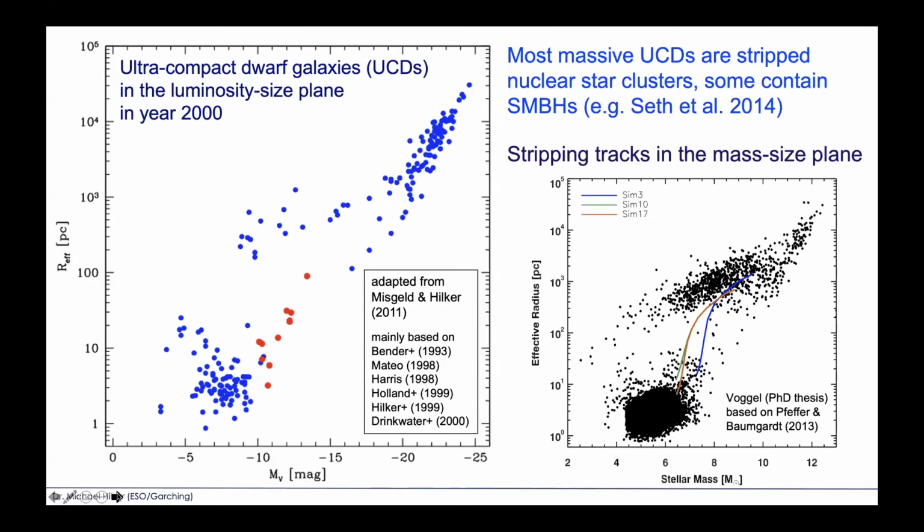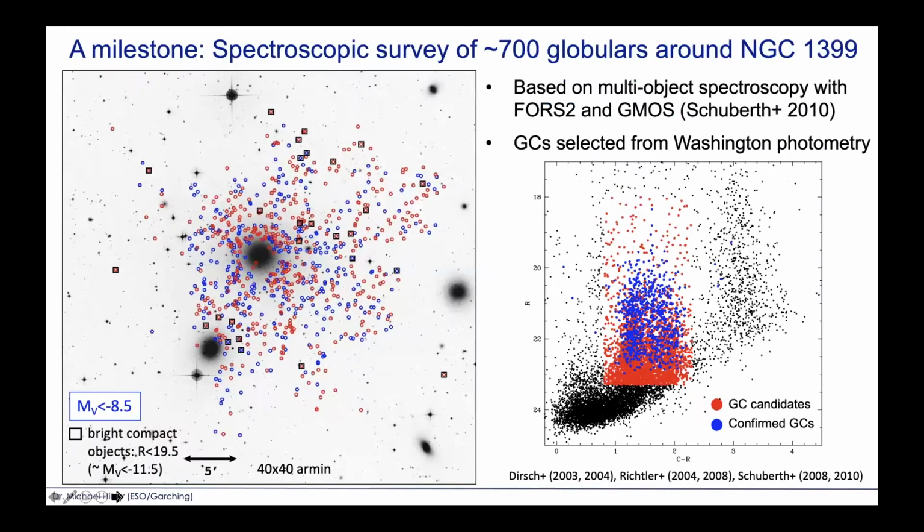And there were some studies in the last 10 years that the most massive UCDs indeed have supermassive black holes that can have up to 15% of their mass. So this was a proof that by targeting these very massive star clusters or ultra-compact dwarfs, you can follow the galaxy evolution of nucleated dwarf galaxies that have been there in the cluster a long time ago. There are many simulations out of this. So there was a milestone study for the spectroscopic survey of globular clusters in the Fornax cluster, which is by Schuberth et al.